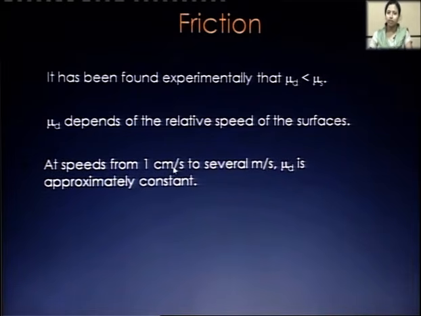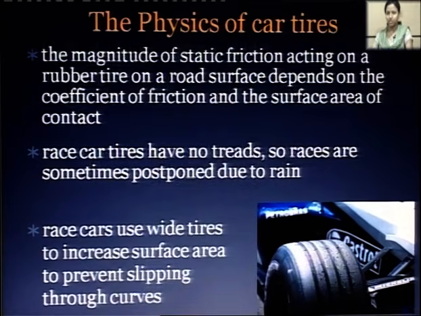At speeds from 1 centimeter per second to several meters per second, mu d is almost constant, so it does not vary much, but it is always less than the coefficient of static friction.